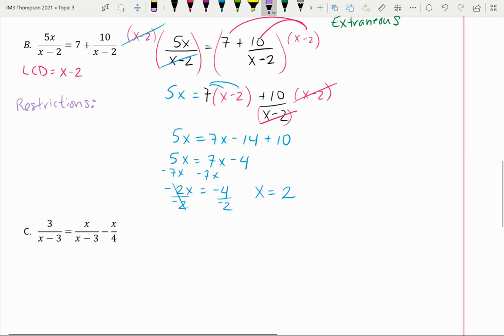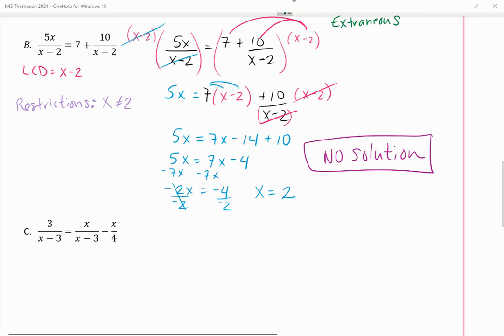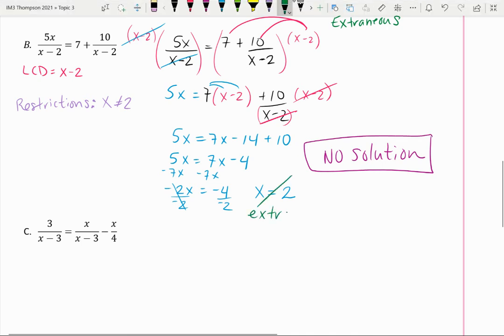When we compare that to my restrictions, right here, my expression with a variable in the denominator is x minus 2, which means that x cannot be 2. But I just found that x is 2. And because I only have one value of x, and that is an extraneous solution, I have no solution here.